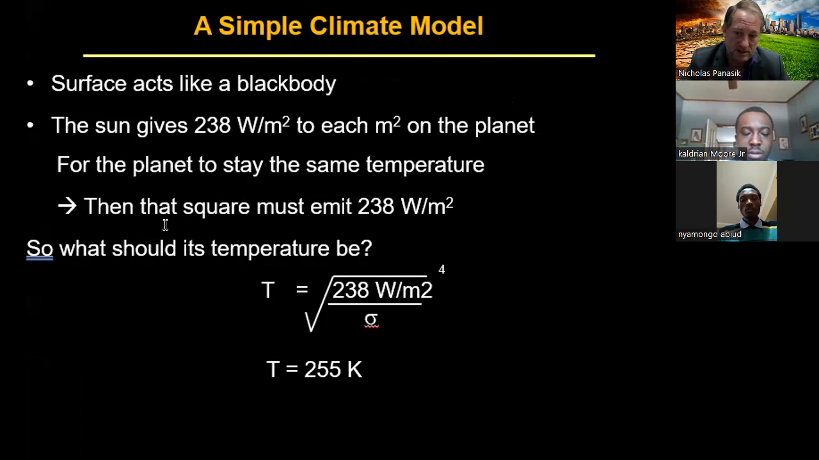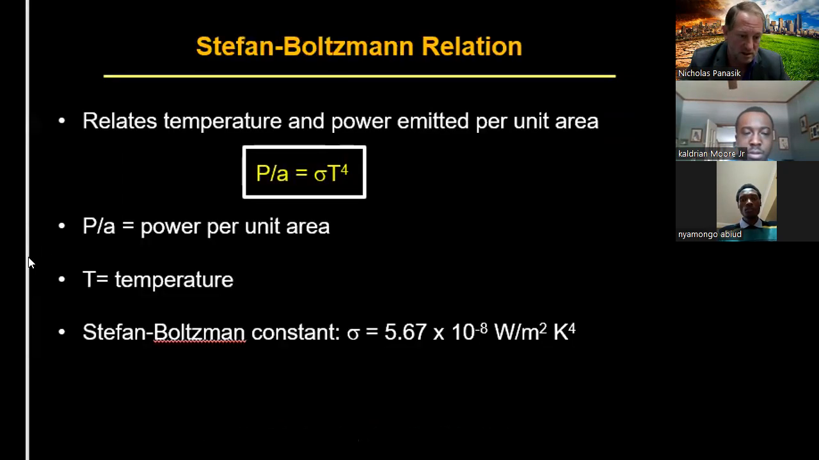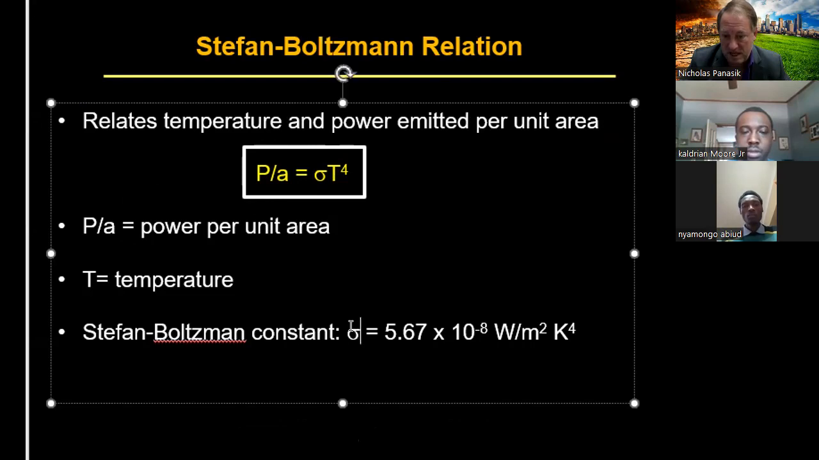Let's see if I got it here. Yeah, here's our power per unit area equals the Stefan Boltzmann constant times temperature to the fourth. And so if you know the power, the Stefan Boltzmann constant is 5.67 times 10 to the minus 8. Then if you know the power per unit area and the Stefan Boltzmann constant, you could figure out the temperature.